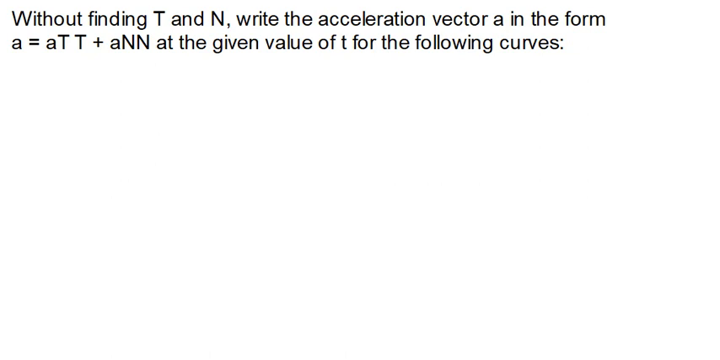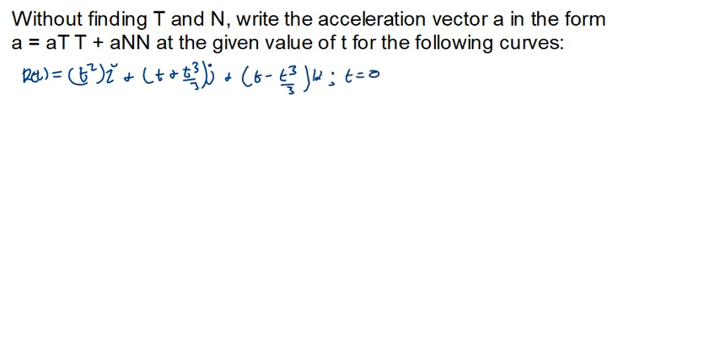So let's say we have our r(t) equals t squared in the i, plus t plus t to the power 3 over 3 in the j, plus t minus t to the third over 3 in the k, and we are told to evaluate at t equals 0. Okay, so I'll find my r prime.